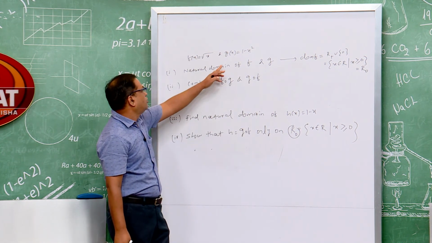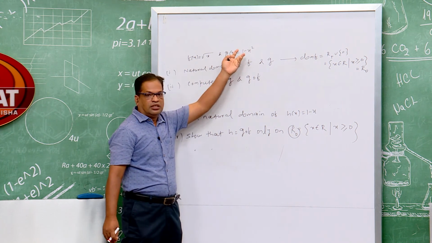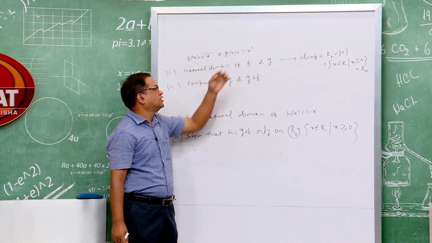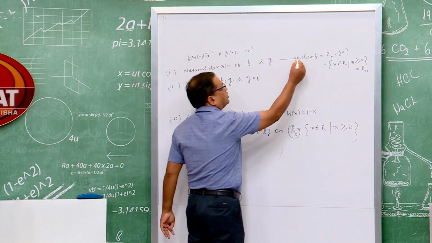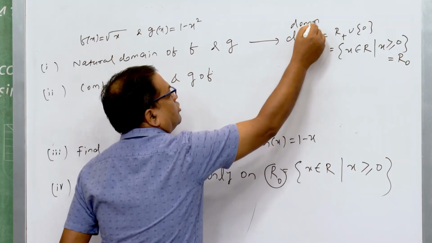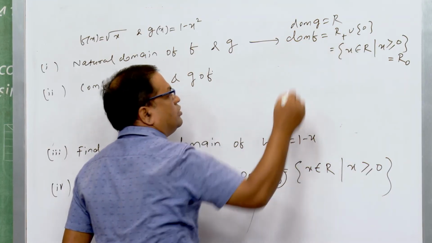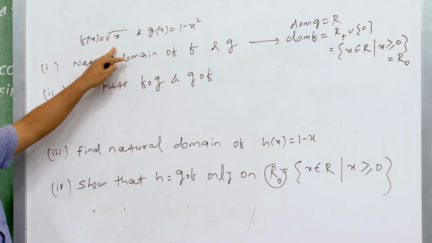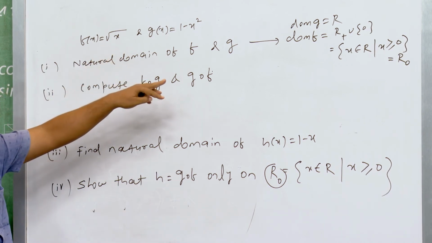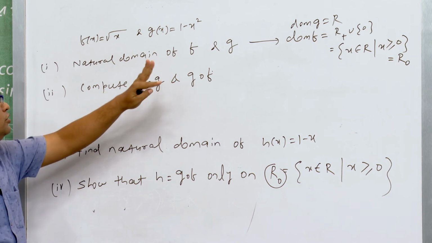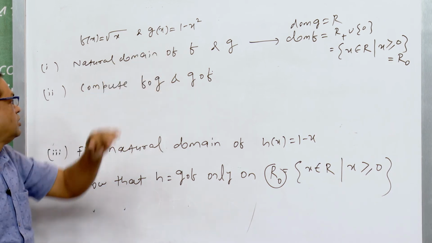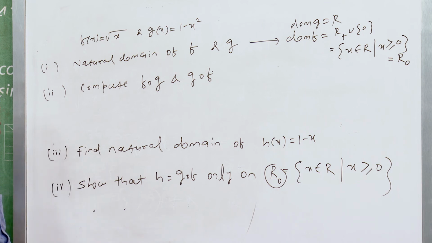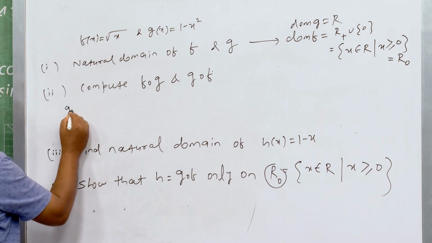And what is the natural domain of G? For any value of x, g x is defined. So, domain of G is the real numbers. So, the first bit of the question is answered. Natural domain of f is the set of positive real numbers union 0, and natural domain of G is R. Next, compute G composition f and f composition G. So, what is G composition f?